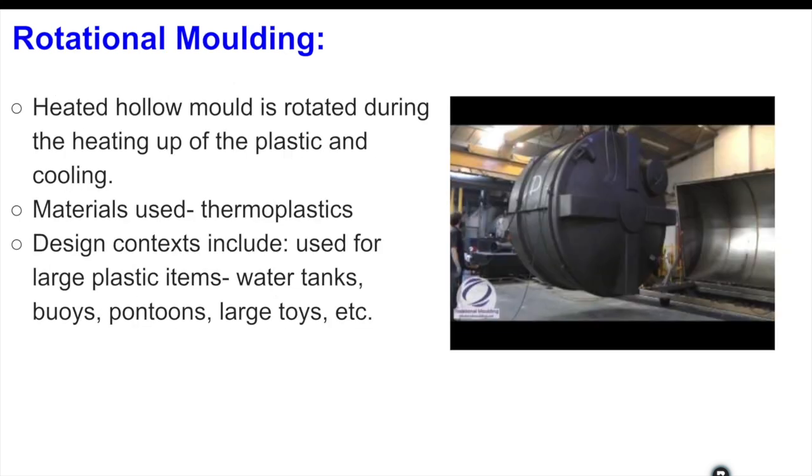Rotational molding is when you have a heated hollow mold that is rotated during the heating up of the plastic and cooling. The materials used are thermoplastics, and the design context is very large plastic items like this water tank that you would see on top of a roof.